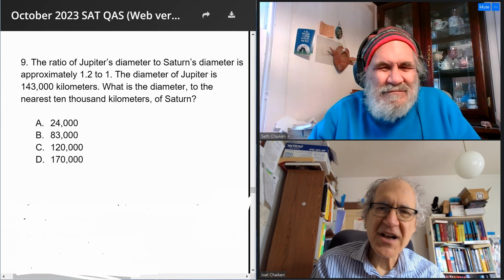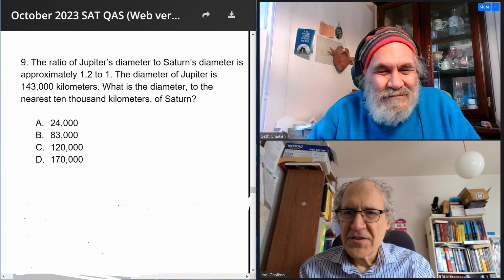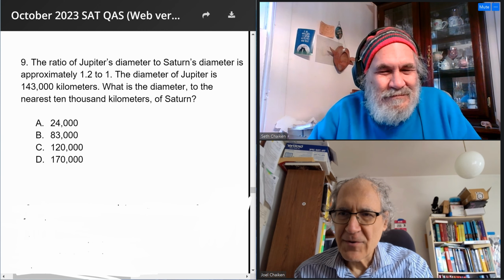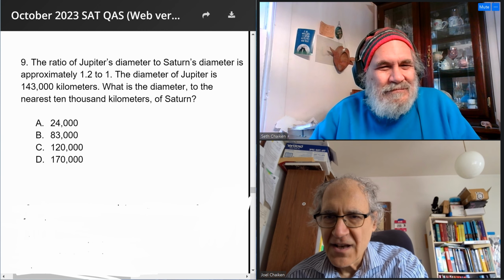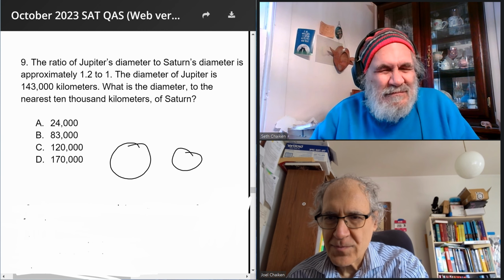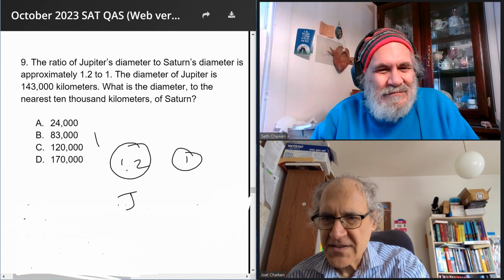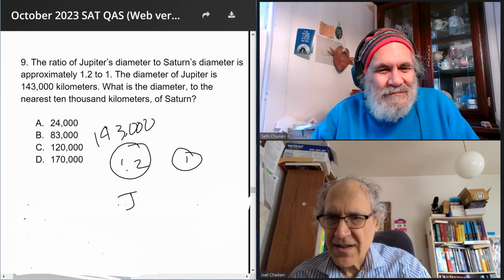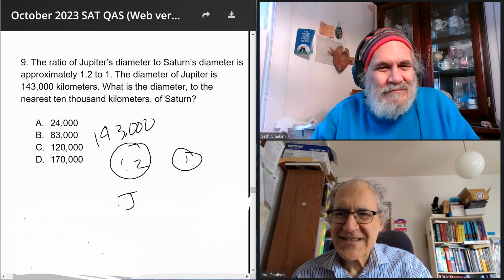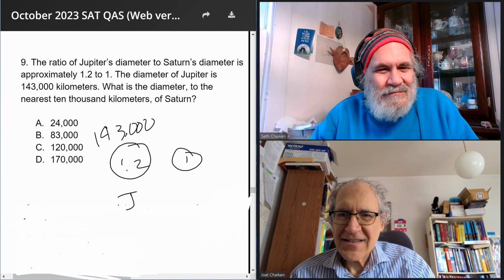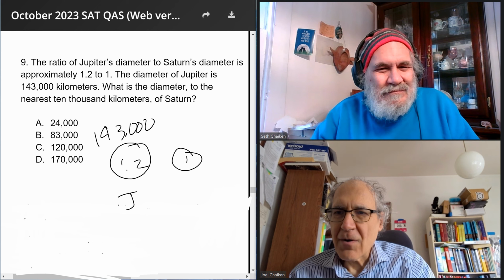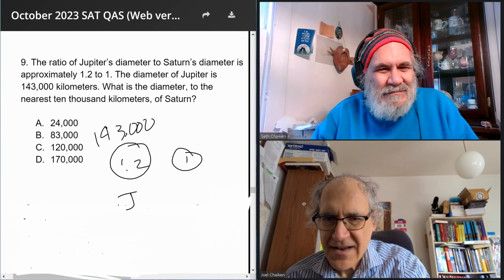Here's our question. Please give it a shot, and we will go over it. It's a calculator question from the old 2023 test. The ratio of Jupiter's diameter to Saturn's diameter is approximately 1.2 to 1. The diameter of Jupiter is 143,000 kilometers. What is the diameter of Saturn to the nearest 10,000 kilometers? Okay.